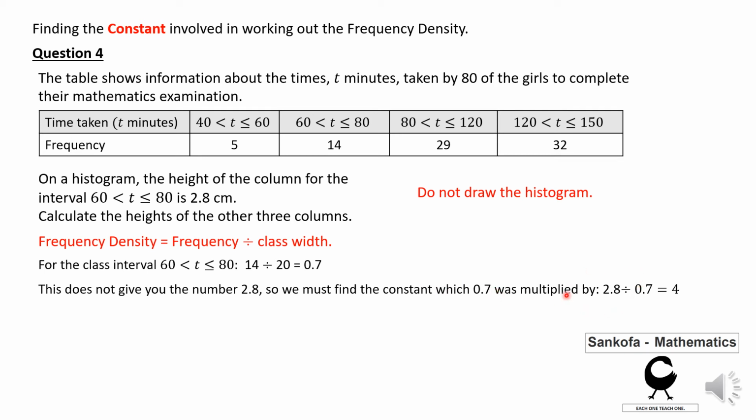And in order for us to find that constant, we say 2.8 divided by the 0.7, and we know it's 4. So the constant that is involved is going to be, we take the frequency density and we multiply it by 4. Each time, the frequency density of this and that particular column and that column, and then we are going to be able to calculate the heights of the different columns.